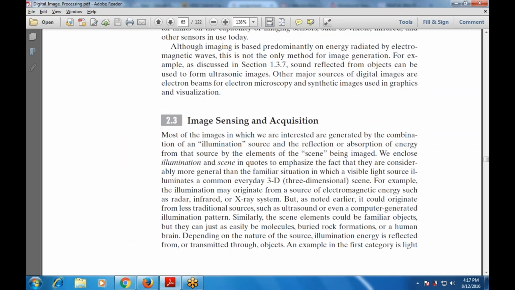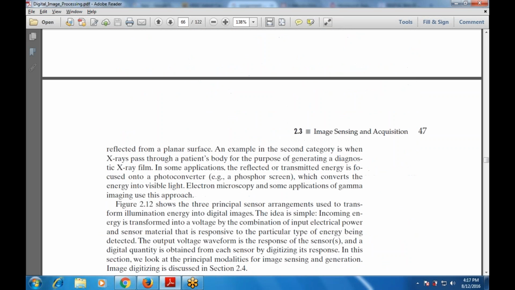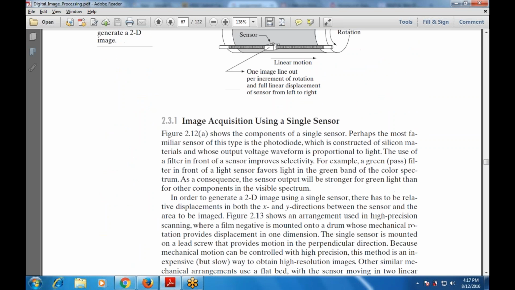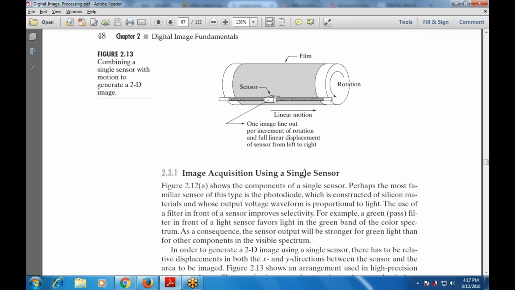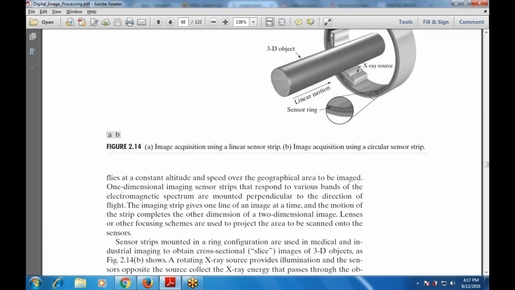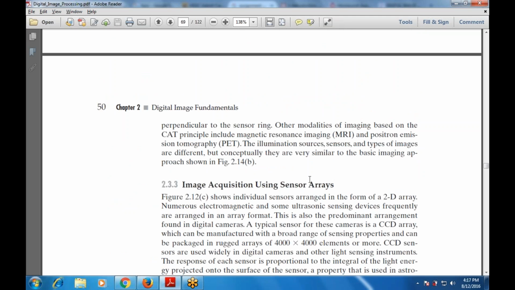Now there are three methods for this. One is image acquisition using a single sensor, then image acquisition using a sensor strip, and the next is a sensor array. So there are three terms: single sensor, sensor strips, and sensor array.